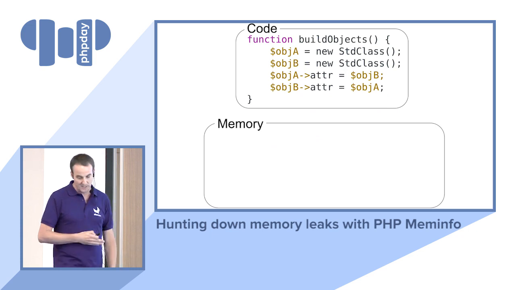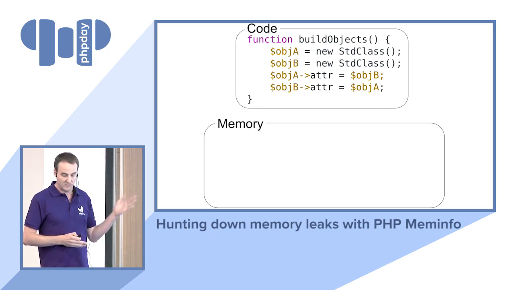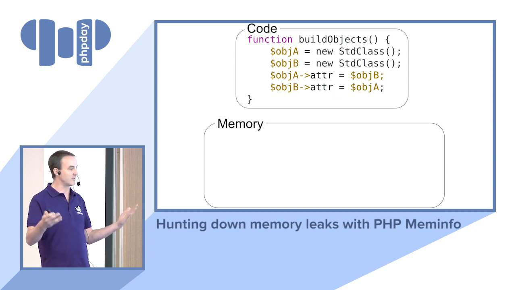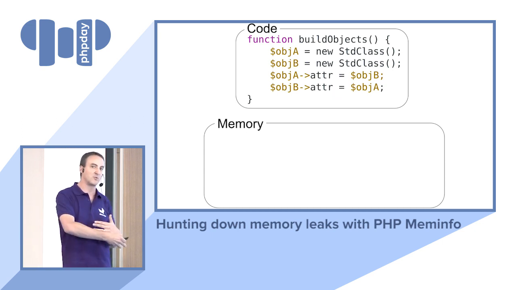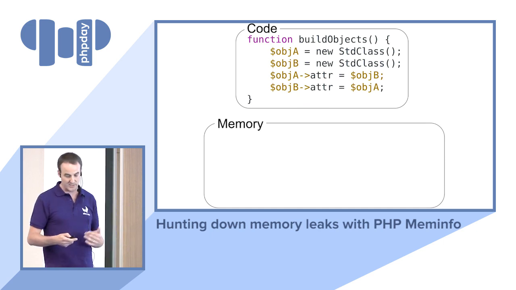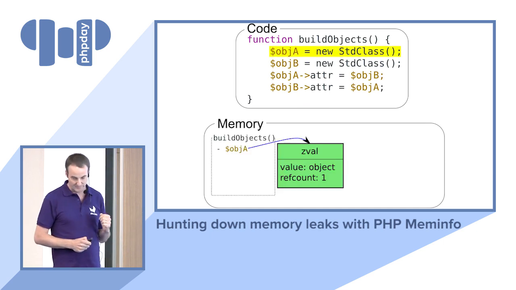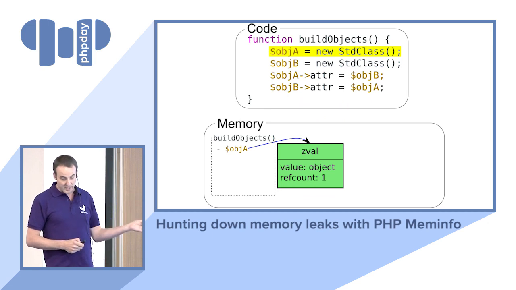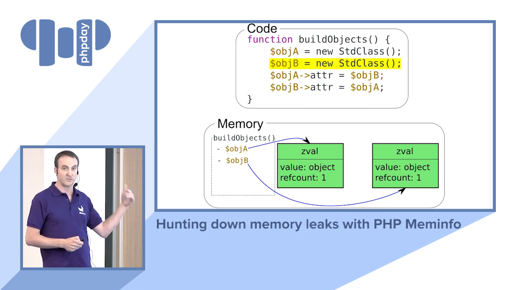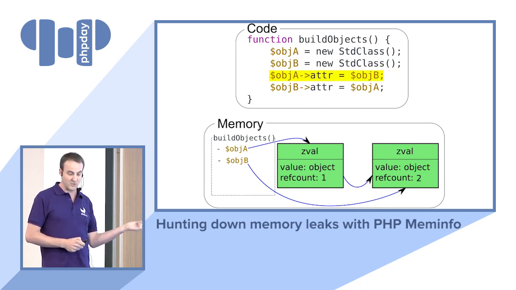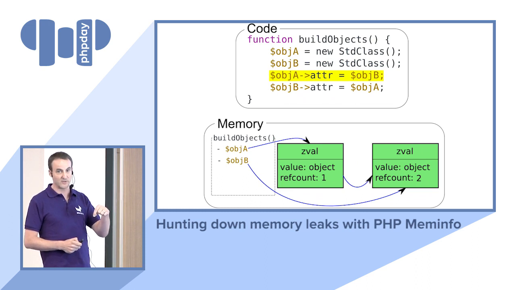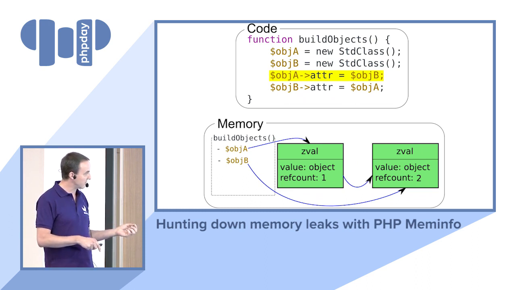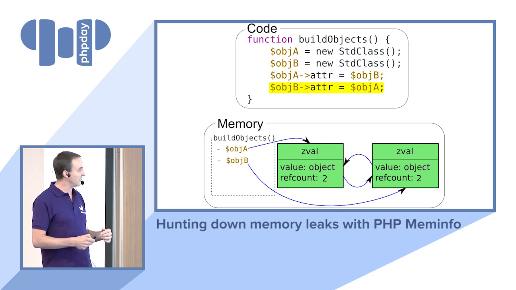It's this case here. So when you look at this function, you may guess that at the end of the function, all the memory that has been taken during the function should be released. So let's look at what is happening with this function. I create one object A, one variable pointing to it, ref count at 1. Object B, ref count at 1 as well, because one variable. I create a relationship between my object A and object B, so I have two references, this one and this one, pointing to this zval. So I've got a ref count at 2. Same thing in the other direction, and I have a ref count at 2.